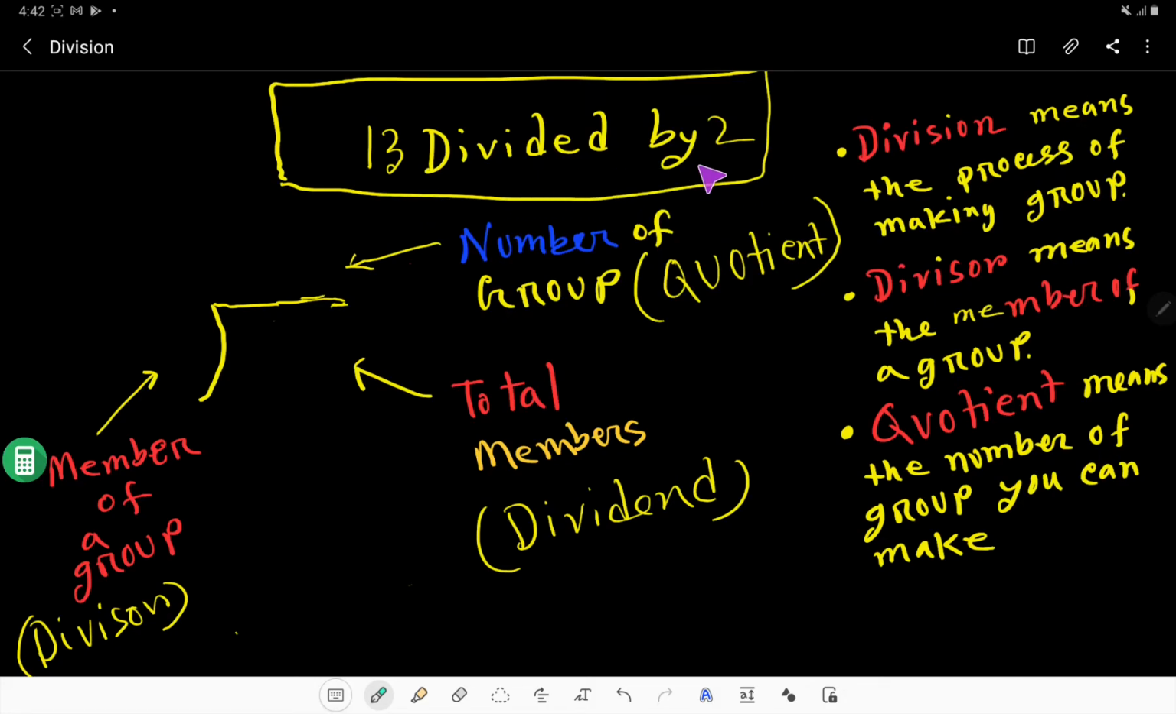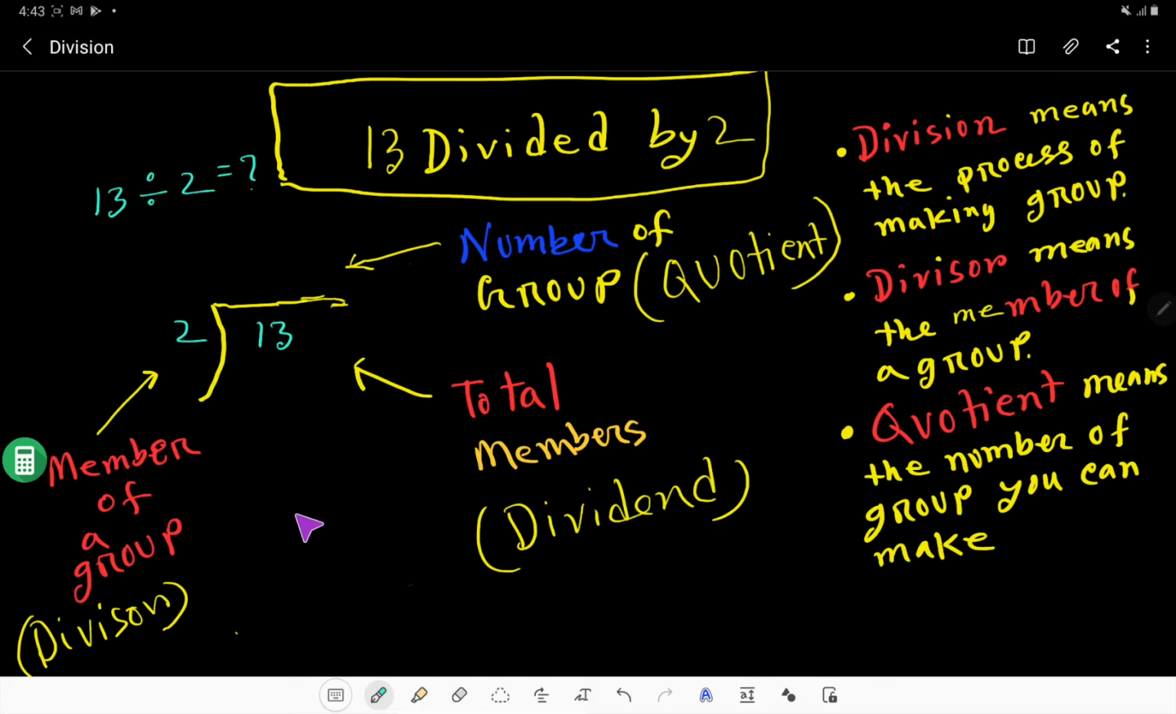13 divided by 2. If I translate this expression, I get 13 divided by 2. So what will be the result? Here 13 is the dividend and 2 is the divisor, and we have to find the quotient, or answer. In long division, we write the dividend, 13, and the divisor here, right?